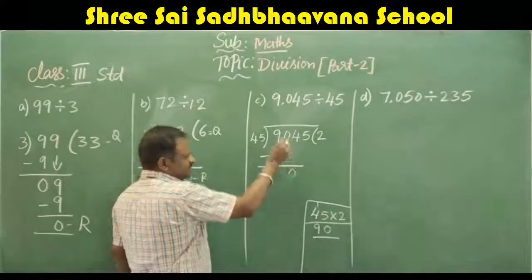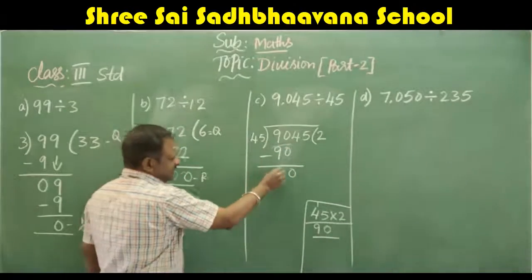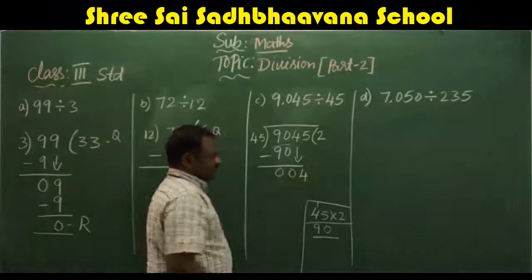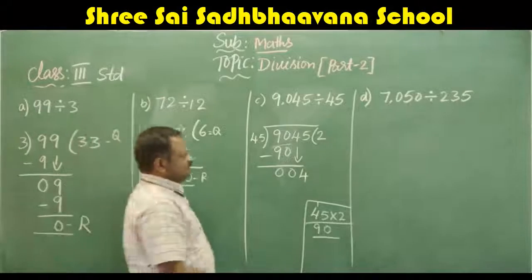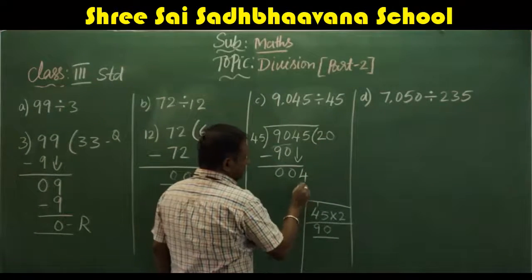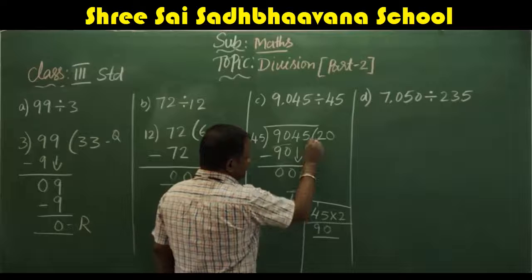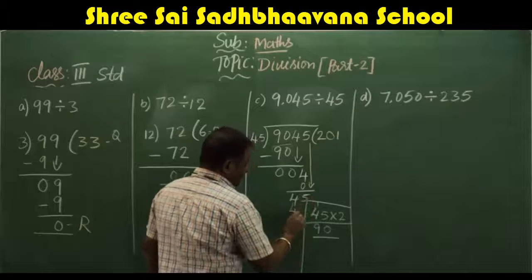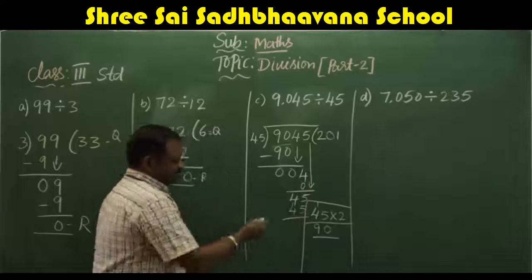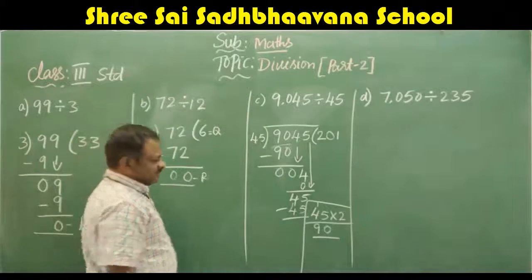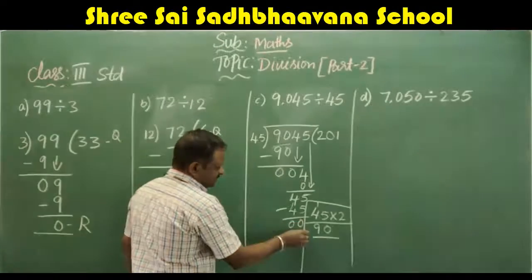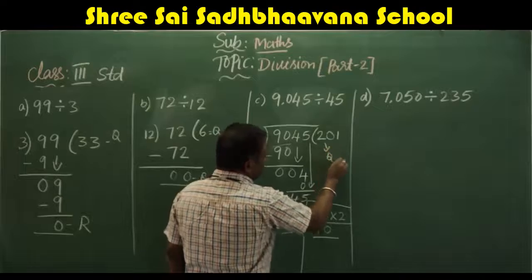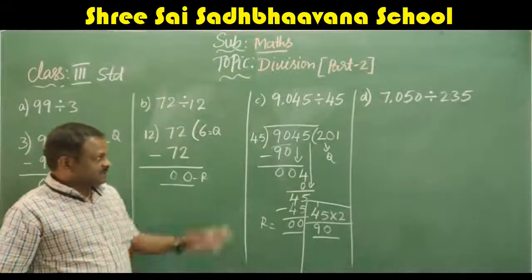Subtract 0 minus 0, 0. 9 minus 9, 0. I will take down 4. It won't divide. 45 zeros are 0. You will get 4. Now take down 5. 45 ones are 45. So we will get 45. Subtract 45 minus 45, 0. So the remainder is 0. Quotient is 201.